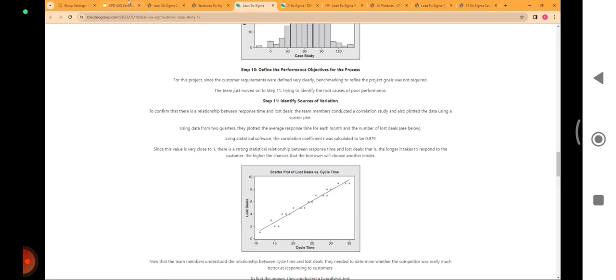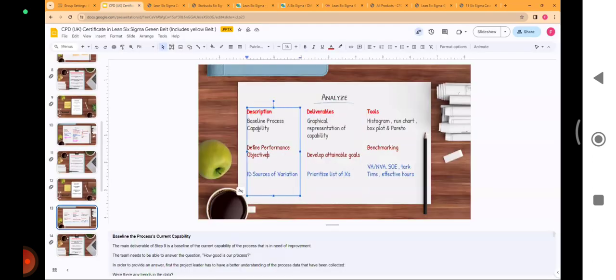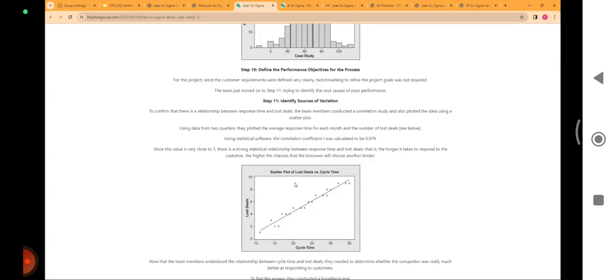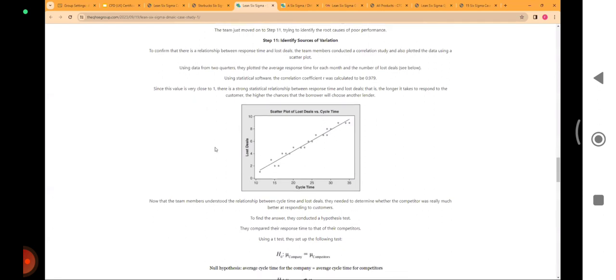So what you're going to do with your team, whenever you find reasons why you are not meeting your performance objectives, the next step is basically to confirm that relationship using this scatter plot. And as you can see here, this is the number of lost deals, and this is the cycle time. And of course, there is a relationship because, as you can see, all these dots are close to this line, meaning that there's a relationship.